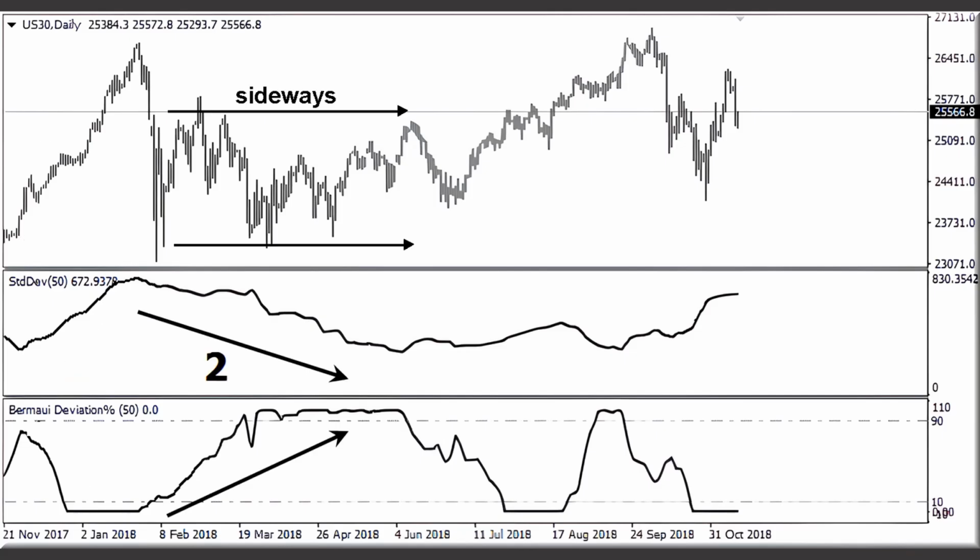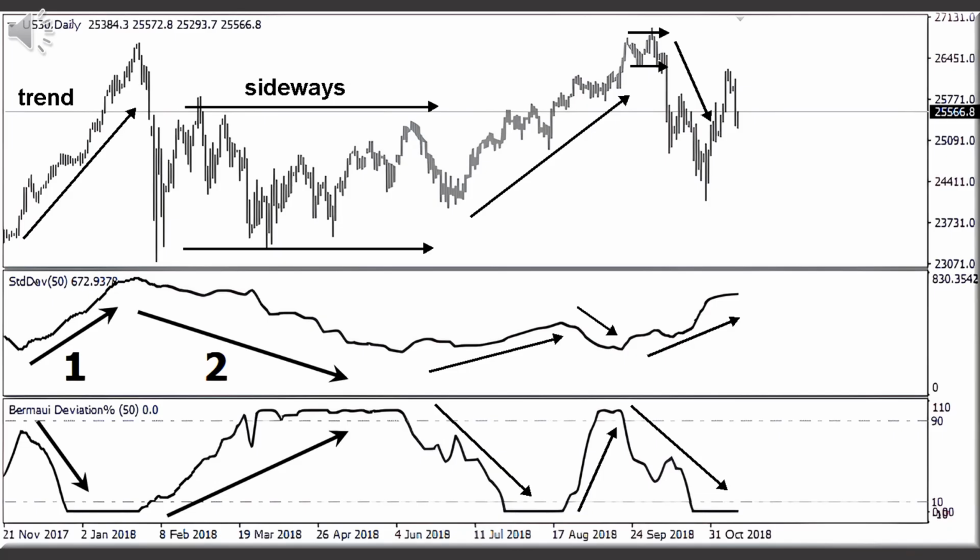Conversely, when the value of the Berma deviation percent indicator rises to 90% or higher, this is evidence of a decrease in price volatility, and the standard deviation indicator has reached low levels compared to the previous period. The bottom line is that a high value of the Berma deviation percent indicator is evidence of low price volatility, and conversely, a low value is evidence of high price volatility.